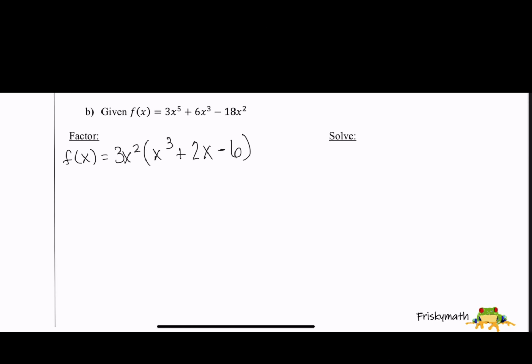If you notice this trinomial here, it is not a quadratic. We do not know how to factor this. However, I am going to give you some tools in the near future to be able to work with this polynomial function and either get some more roots or figure out if there are imaginary roots. So now we'll use zero product property, setting our output equal to 0.